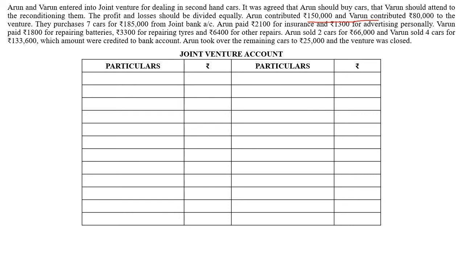The next one, the purchases of 7 cars for 1,85,000 from joint bank. So what is the journal entry? Joint venture account debit to joint bank. So joint venture you have to record here, right? So the entry to joint bank account. Okay, means you have to record only those transactions which will come or affect the venture's account, which is to be recorded here.